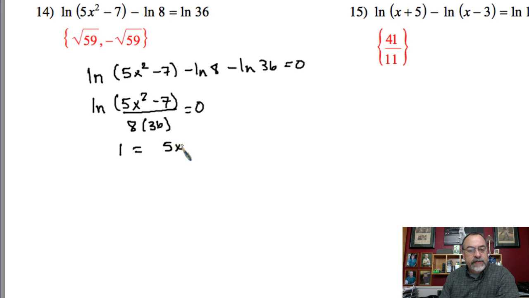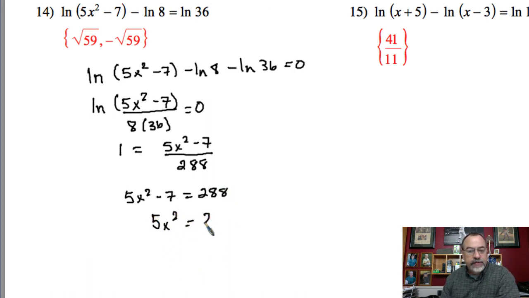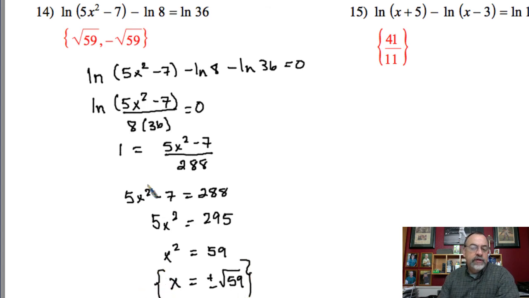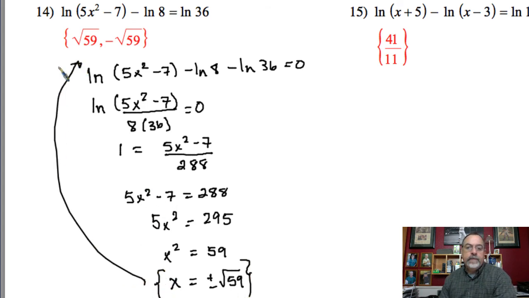So we're going to have 1 is equal to 5x squared minus 7 over 8 times 36, which is 288. So we're going to multiply both sides by 288, so we're going to get 5x squared minus 7 is equal to 288. We're going to add 7 to both sides, which is going to give me 295. We're going to divide by 5, which is going to give me 59, and then we're going to take the square root, which is going to give me plus or minus the square root of 59, which is a prime number, so that is simplified.